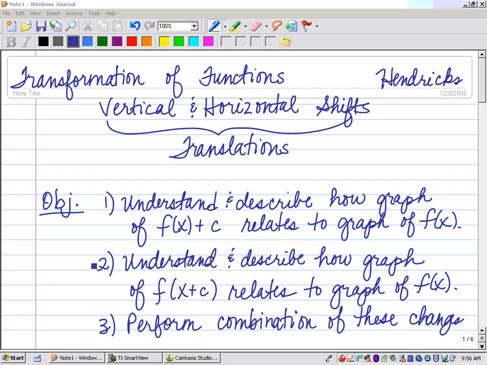So our objectives are to understand and describe how the graph of f(x) + c relates to the graph of f(x), understand and describe how the graph of f(x + c) relates to the graph of f(x), and perform a combination of these two changes.